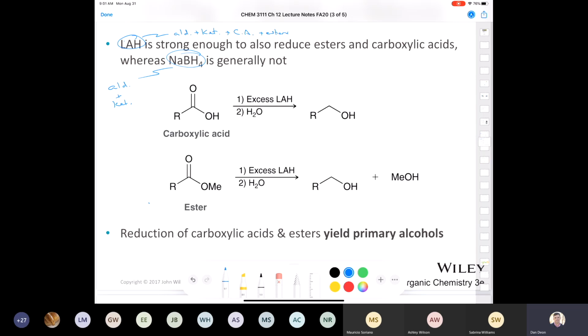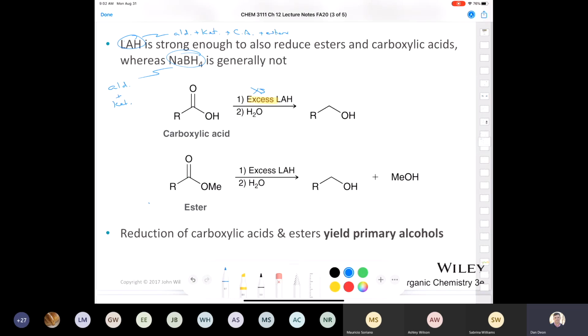Now, instead of just writing lithium aluminum hydride and water, I think the book usually tends to write excess, and I like to abbreviate it XS. I can't spend all that time writing those other letters. So reduction of a carboxylic acid or an ester will yield a primary alcohol. It's always going to give you a primary alcohol.